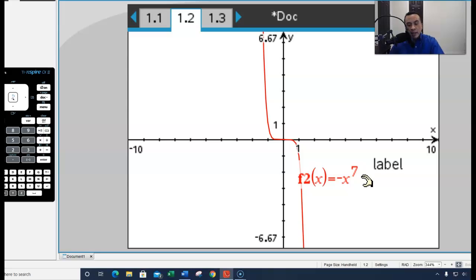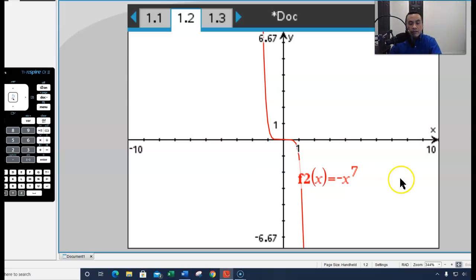example, negative x to the 7th. See, it's an odd numbered exponent. You can see there's an odd number right there. So normally it would be going up in the first quadrant and down in the third quadrant, so it'd be going like this and like this. That's what it would be.